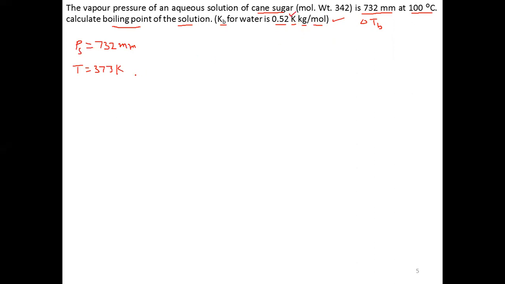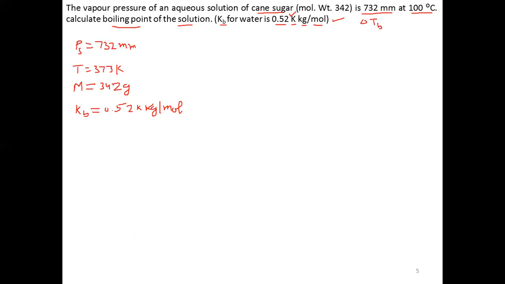So the temperature is 373 Kelvin, and we are given the molecular weight of cane sugar, which is 342 grams. Kb is given as 0.52 Kelvin kg per mole. Mole per kg is molality, so it can also be written as Kelvin per molality.